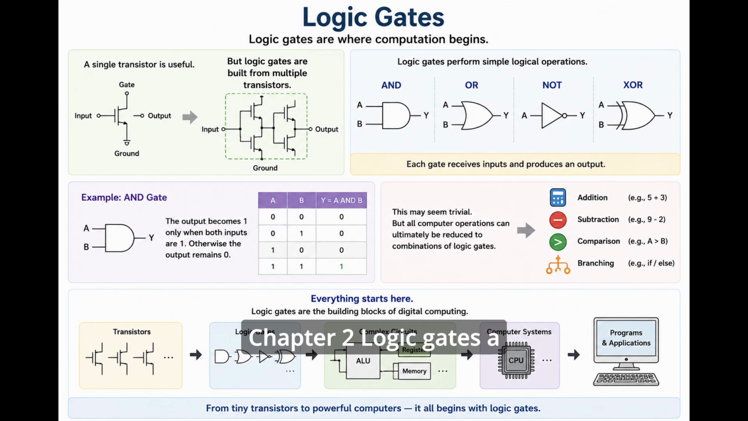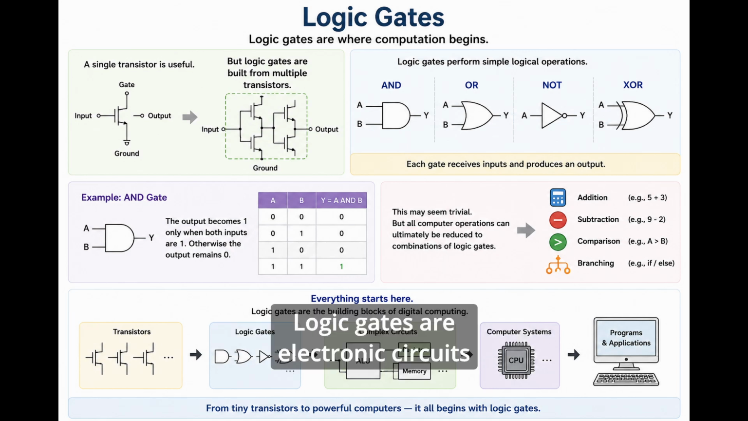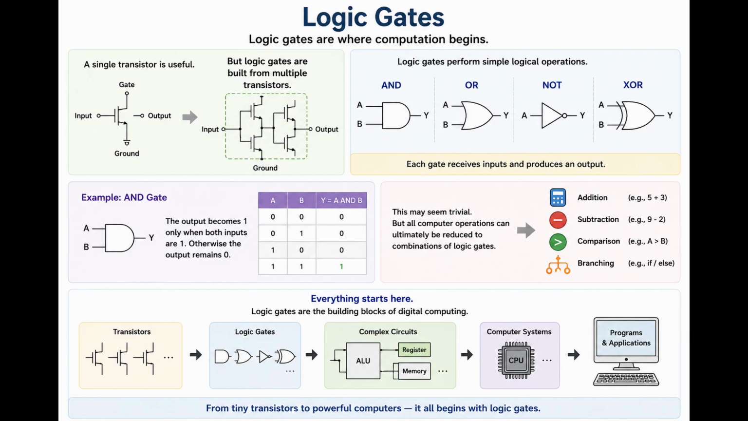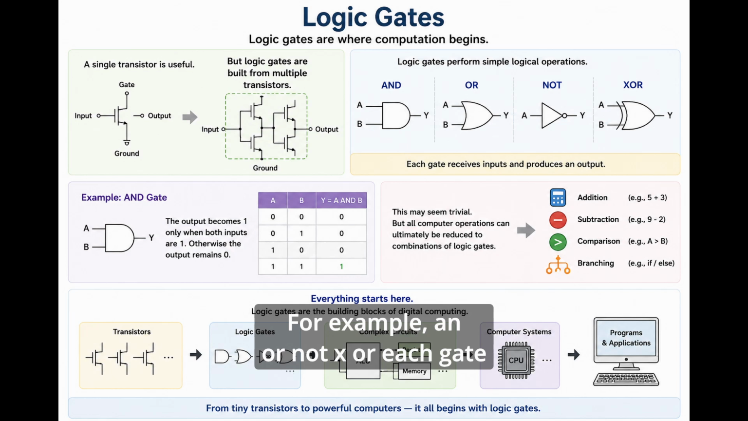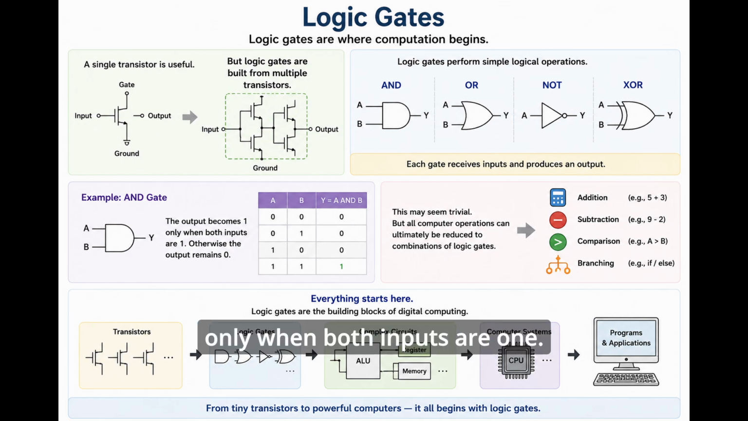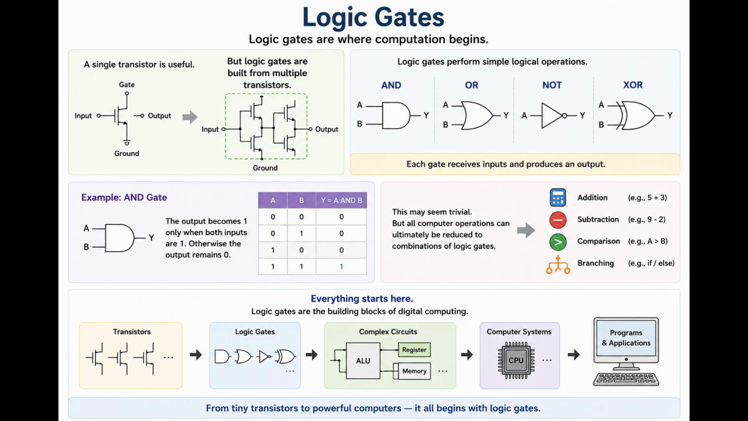Chapter 2. Logic gates. A single transistor is useful, but logic gates are where computation begins. Logic gates are electronic circuits built from multiple transistors. They perform simple logical operations. For example, AND, NOT, or XOR. Each gate receives inputs and produces an output. Imagine an AND gate. The output becomes 1 only when both inputs are 1. Otherwise, the output remains 0.